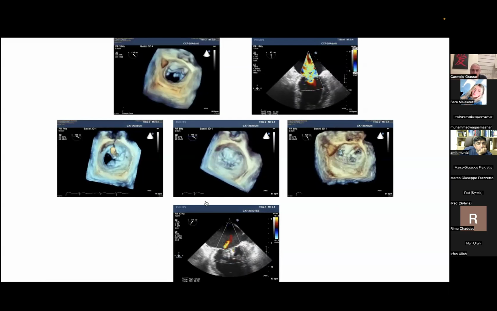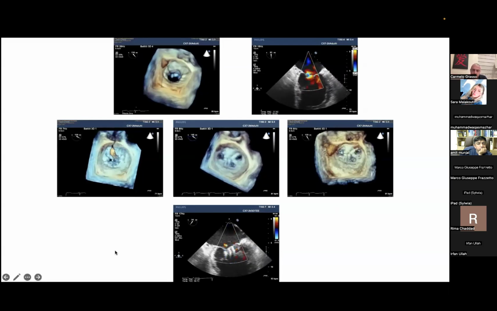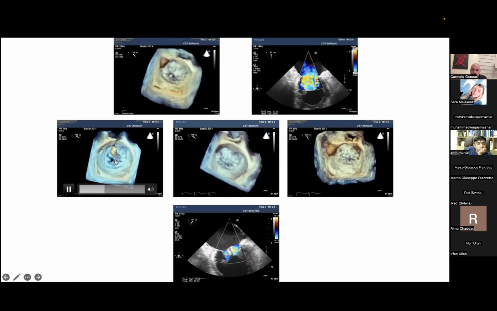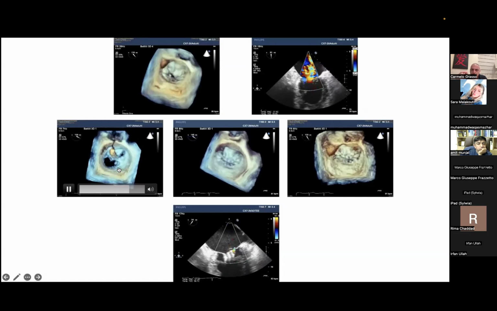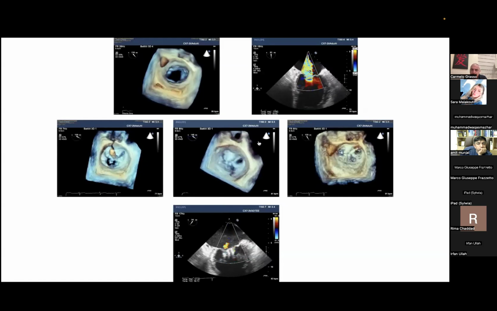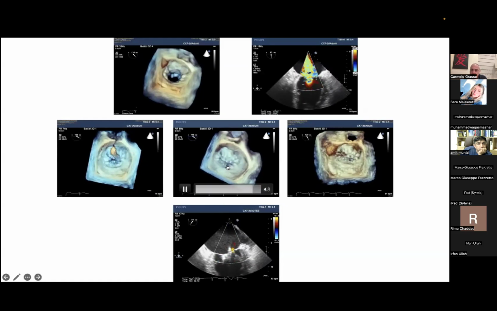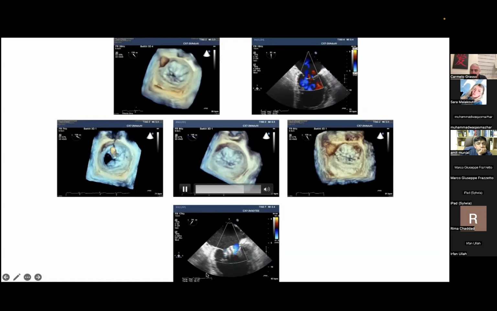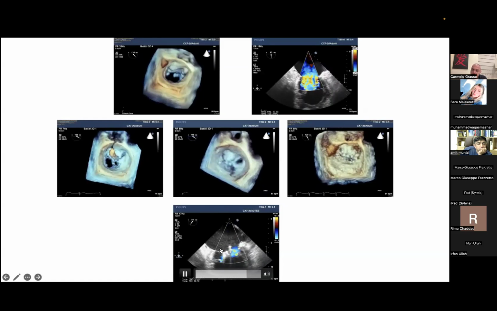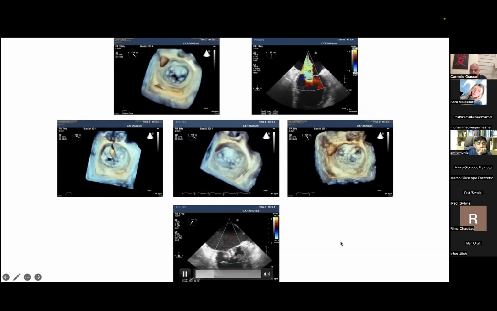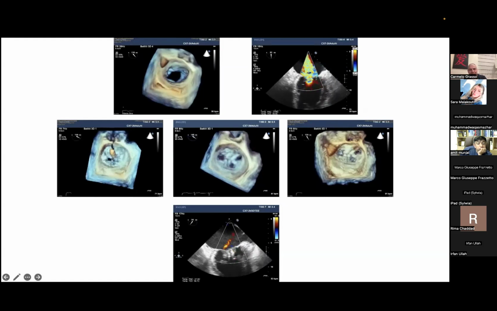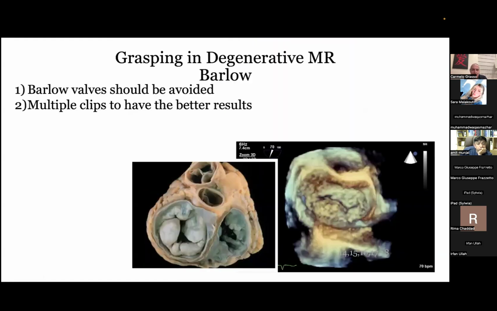And at that time, we used the zip technique. That means that we put the first clip near to the flail, just to have much more approximation of the leaflet, and then it becomes much easier to put a second and a third clip. And here below, you can see the result after the implantation of 3 clips. These are some tips and tricks from ancient times, I would say.